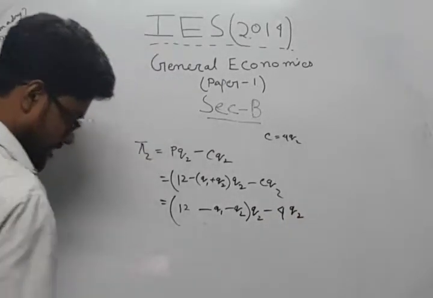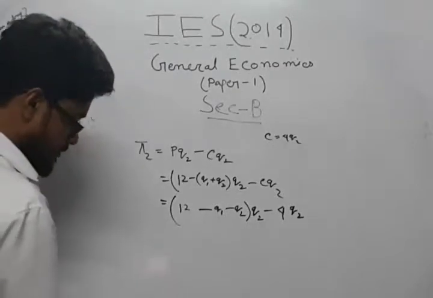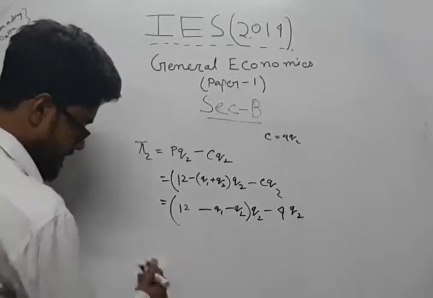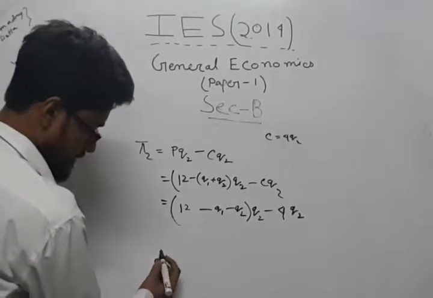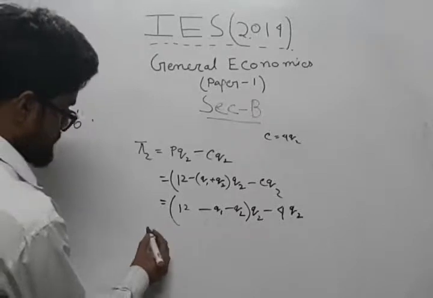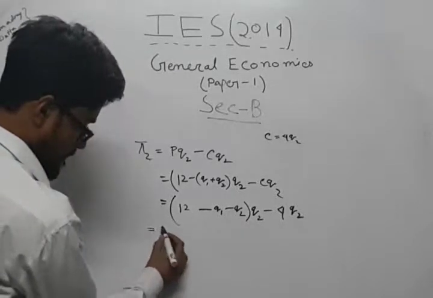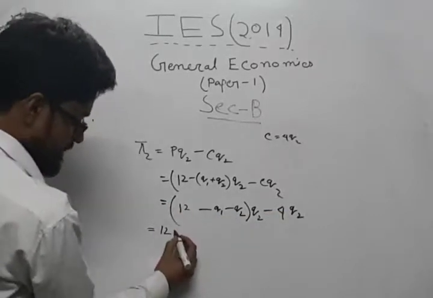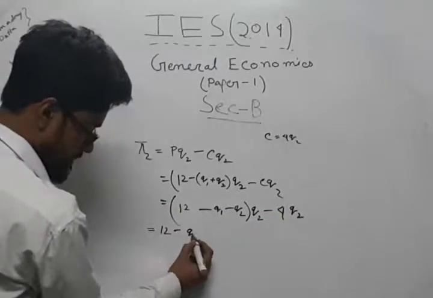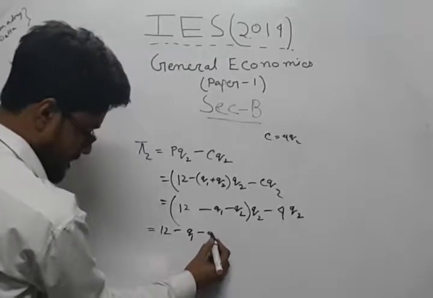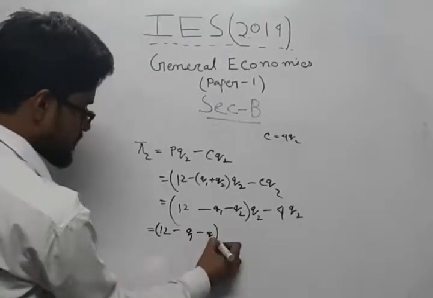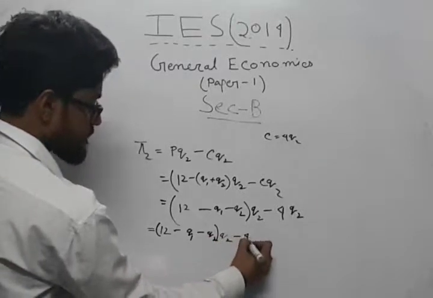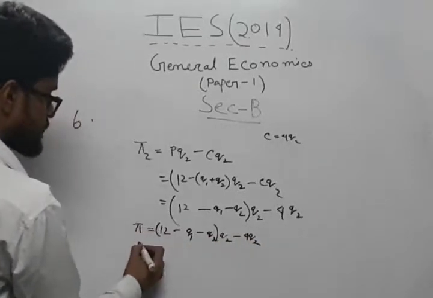Now we'll take this term to the left-hand side, so we'll get it to be like this: 12 minus Q1 minus Q2, and this Q2 remains here, minus 4Q2. This is the profit equation for firm 2.